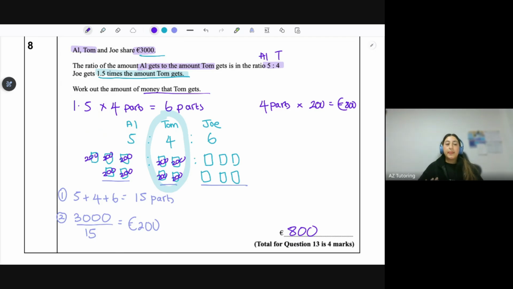First, do the total amount which they've given to you in the question divided by the total number of parts. So you can see what one part is worth, and then you times it by the number of parts each person has in the ratio. So if there's no question, then I will move on.